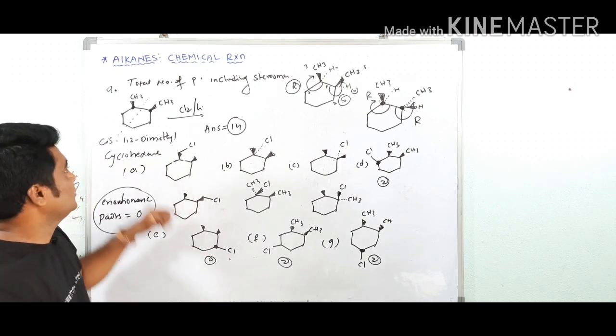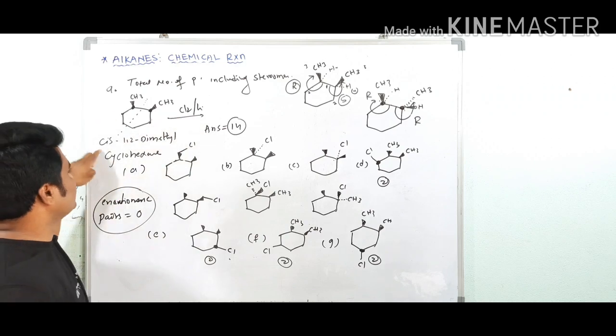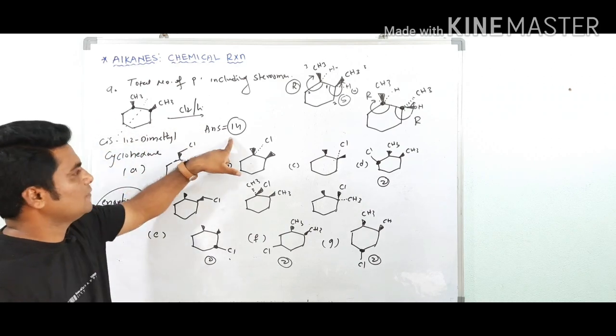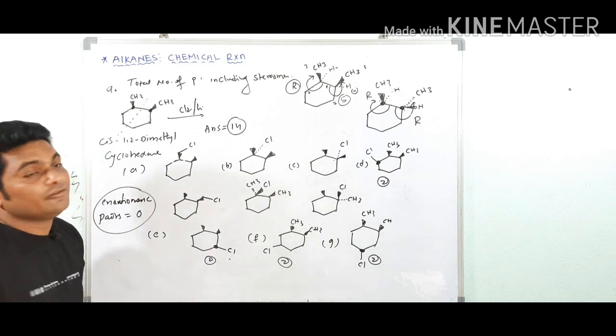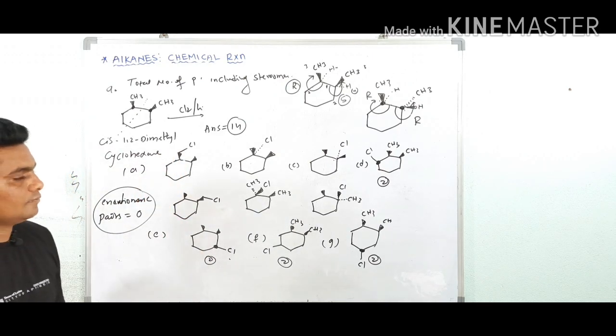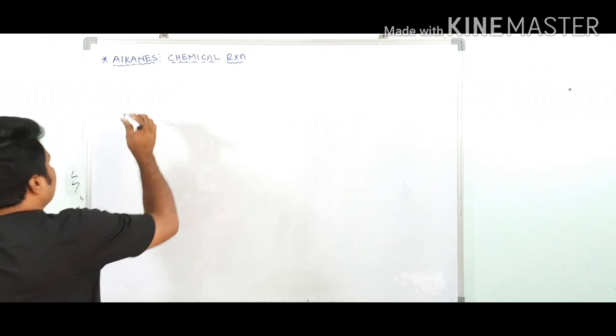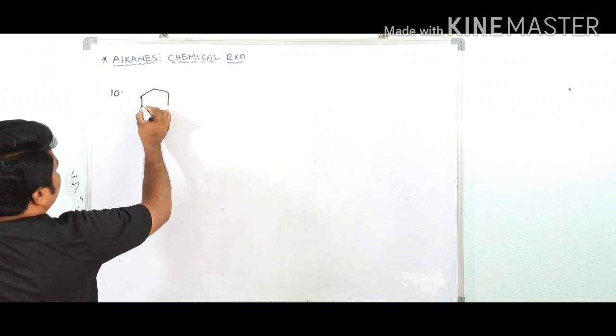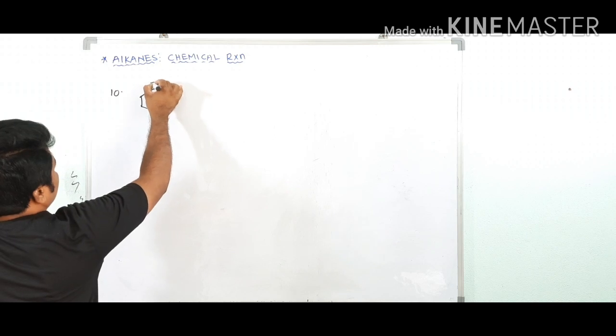Important question, that is monochlorination of cis 1,2 dimethyl cyclohexane. Answer is 14. Yes, right on. Now we'll explain the trans. Okay, now see the 10th question here. Here this is what? Trans.